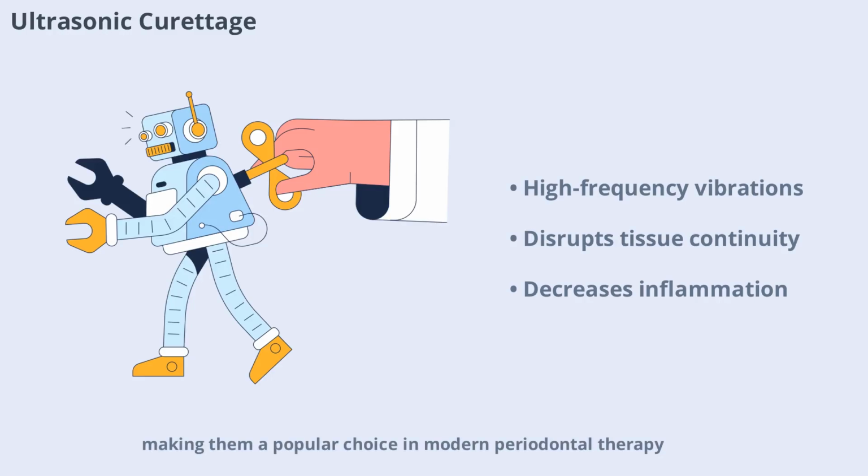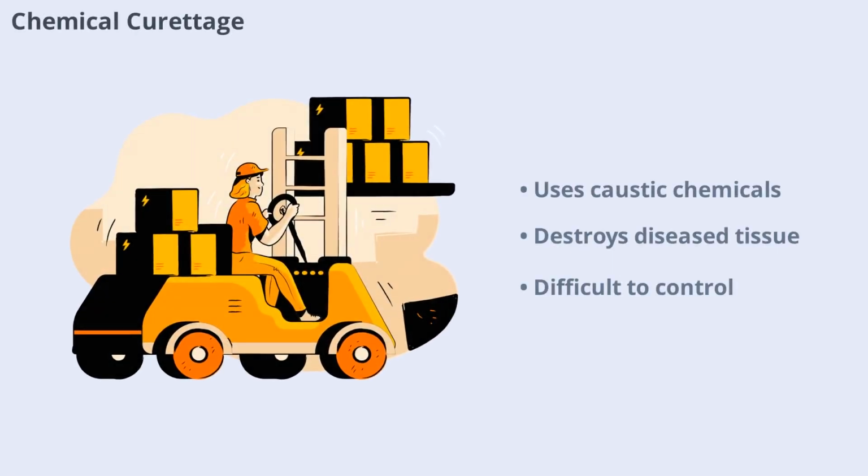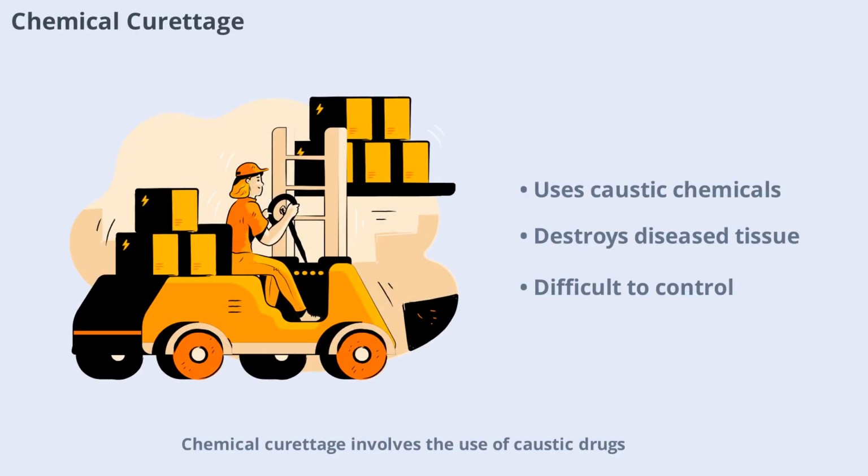Chemical curettage involves the use of caustic drugs, such as phenol or sodium sulfide, to destroy diseased tissue. While this method can be effective, it is challenging to control the extent of tissue destruction, which can lead to complications. Chemical curettage is less commonly used today due to these risks and the availability of more precise techniques.